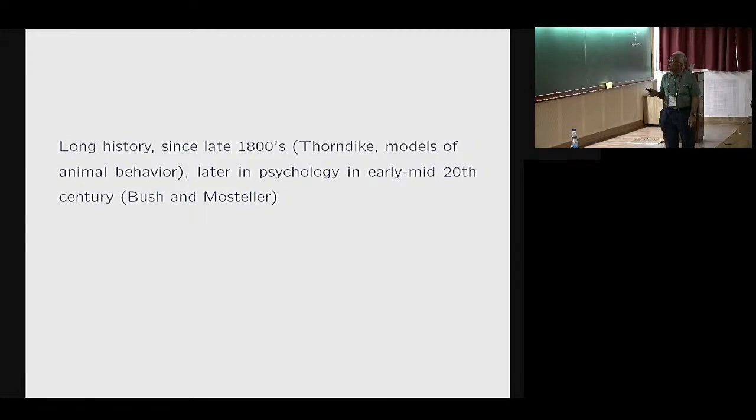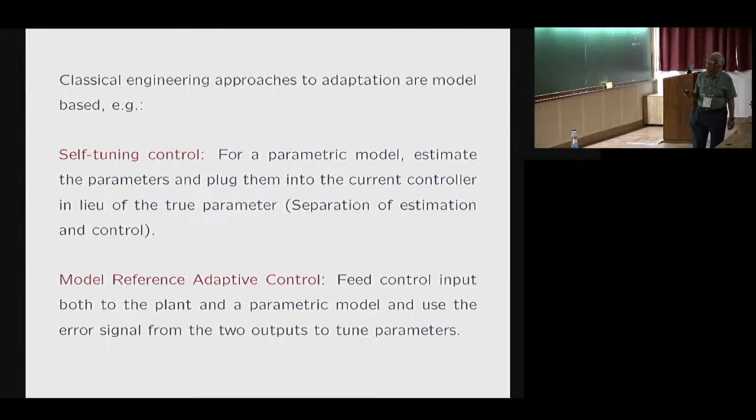And then around the mid-50s or so, psychologists, I think Mosteller was a statistician, Bush was a psychologist, and statisticians, etc., got interested in it. And there are, of course, parallels with classical engineering adaptive control mechanisms, but it's significantly different from them.